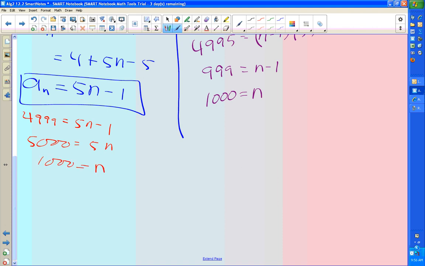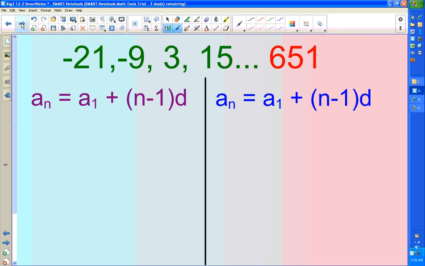You won't always have to do both of those things, however. So I wanted you to see it the other way. But if you know this formula, this is the way to go. Absolutely. Everybody good on this example? Okay, try this example. Same two questions.